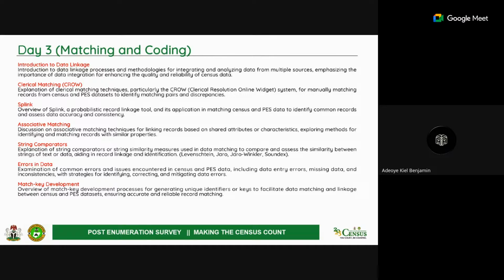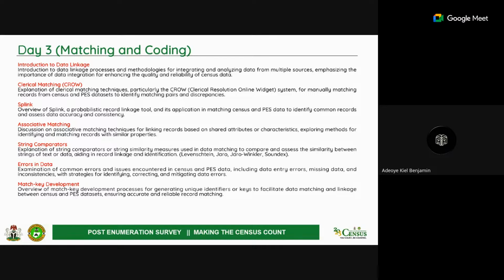All right. So there are several things that help with the presentation of this data. One of them is the introduction of data linkage. There are several processes and methodologies for data linkage, for integrating and analyzing data, emphasizing the importance of data integration and enhancing quality. In this process are tools such as clerical matching, clerical resolution, and online widgets. These will be used physically by clerical officers.